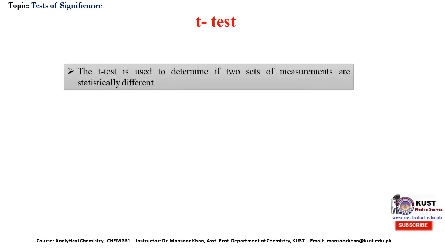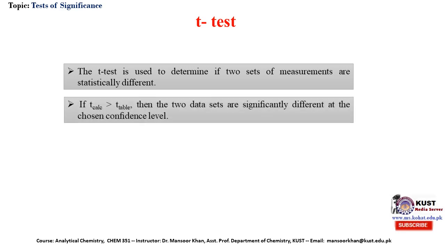Another one is the t-test. The t-test is used to determine if two sets of measurements are statistically different. In this case, we usually compare the accuracy of the method. Here again in the t-test we calculate the value of t, which is called t calculated, which is then compared with t tabulated. So if t calculated is greater than t tabulated, then the two data sets are significantly different at the chosen confidence level.